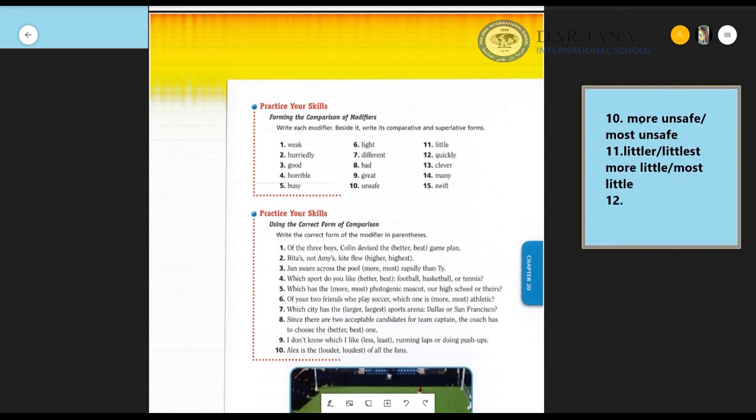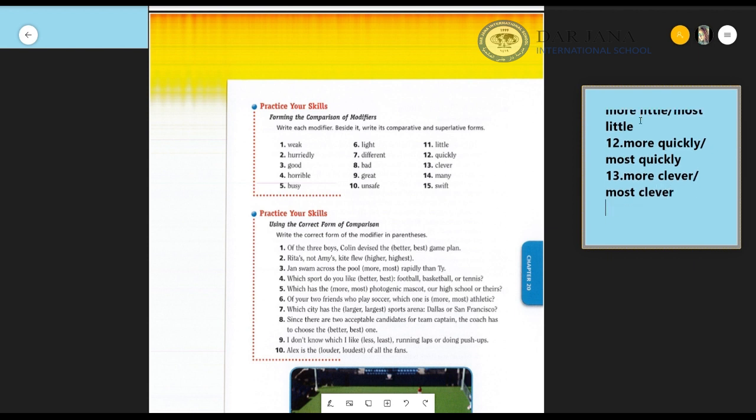Moving to number 12, quickly. Now quickly is a 2 syllable modifier. Let's try adding ER, quicklier, quickliest. Doesn't make any sense, so I'm gonna say more quickly, most quickly. 13. Clever, a two-syllable modifier, cleverer, cleverest. Doesn't make any sense. So more clever and most clever.